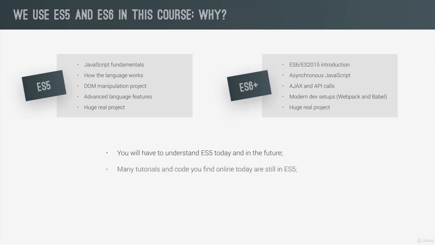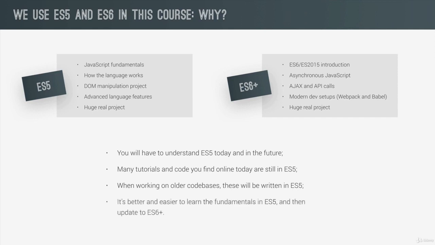And that is because many tutorials and example code that you will find online are still written in ES5 today. Plus, as a developer, sometimes you will have to work on older code bases, which will most certainly be written in ES5 or even older. And all in all, I just believe that you will be a better developer if you start understanding how ES5 works and only then move up to ES6 or newer. Because ES6 has some abstractions like classes that kind of hide how the language actually works behind the scenes.